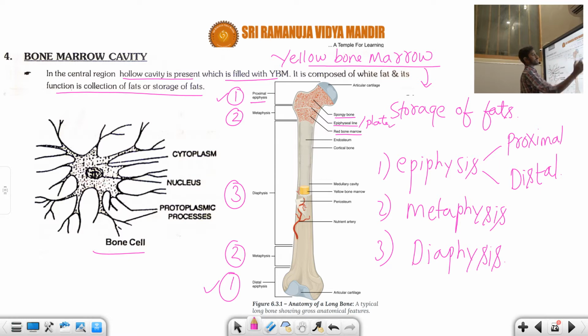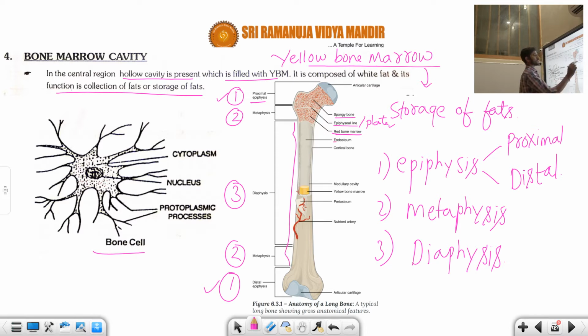This is a very important point: the epiphyseal plate or line covers the red bone marrow. Here we are talking about the bone marrow cavity. We have two types of bone marrow cavity. One is the red bone marrow cavity, which is present in the metaphysis. In the metaphysis region, the epiphyseal line is present, and at the same time red bone marrow is also present. The metaphysis is followed by this part.